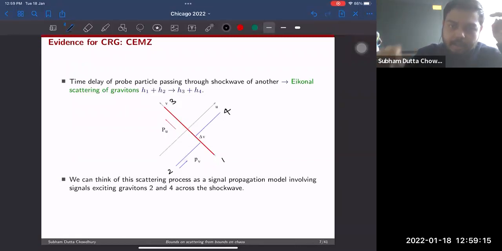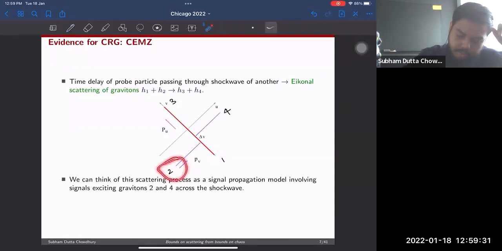Okay, and this scattering process you can think of as a signal propagation model, involving exciting the gravitons 2 and 4 across the shock wave created by gravitons 1 and 3.